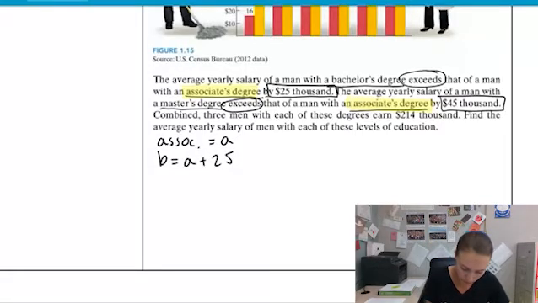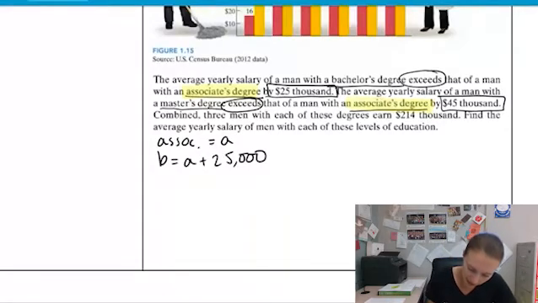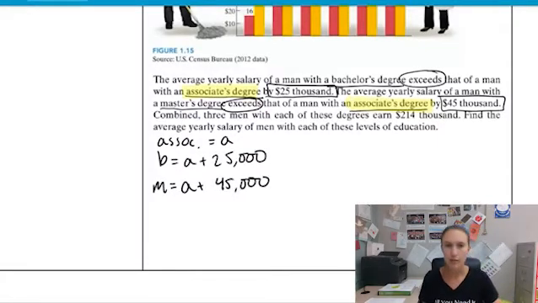You could actually write 25,000. It might be a little bit more clear. I think I'll do that too. If you choose not to, just remember in your answers to convert all your numbers to thousands. The second sentence, we have a master's degree exceeds that of an associate's degree by $45,000. So we can write that.